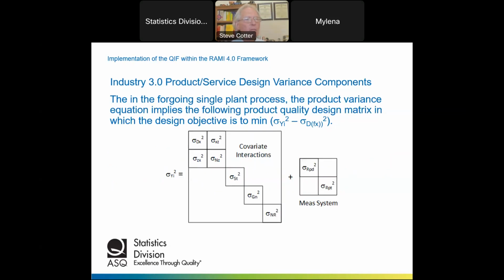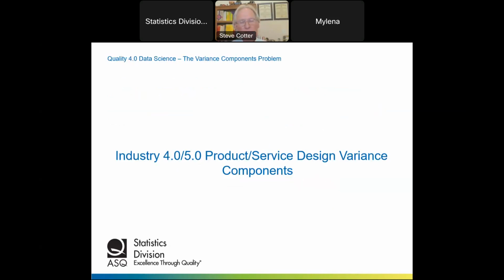In the foregoing single plant process, the product variance equation implies the following product quality design matrix, in which the design objective is to minimize the difference between the realized variances, the functionality variances, and the designed f of x transformation variances. It implies block matrix design. Okay, so now we've established Industry 3.0 variance components.